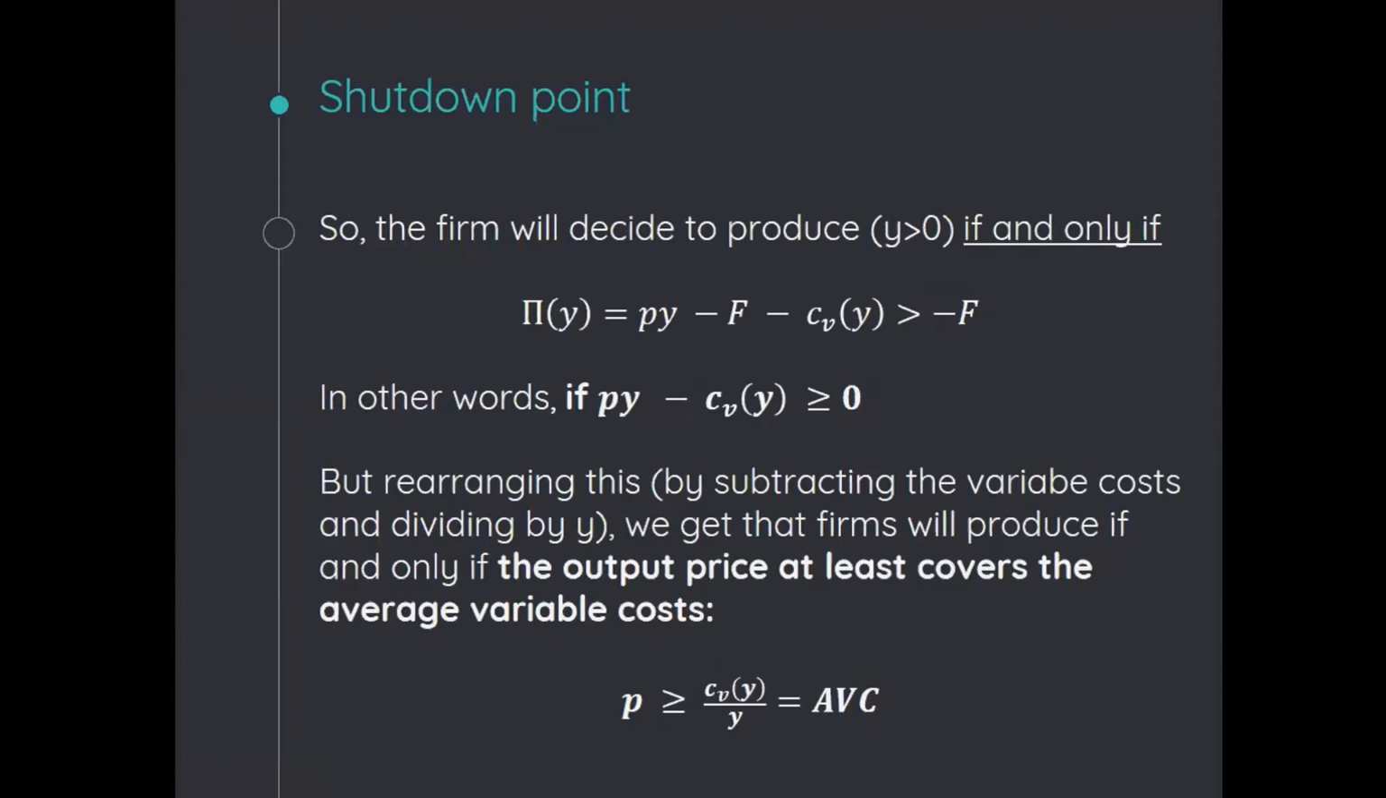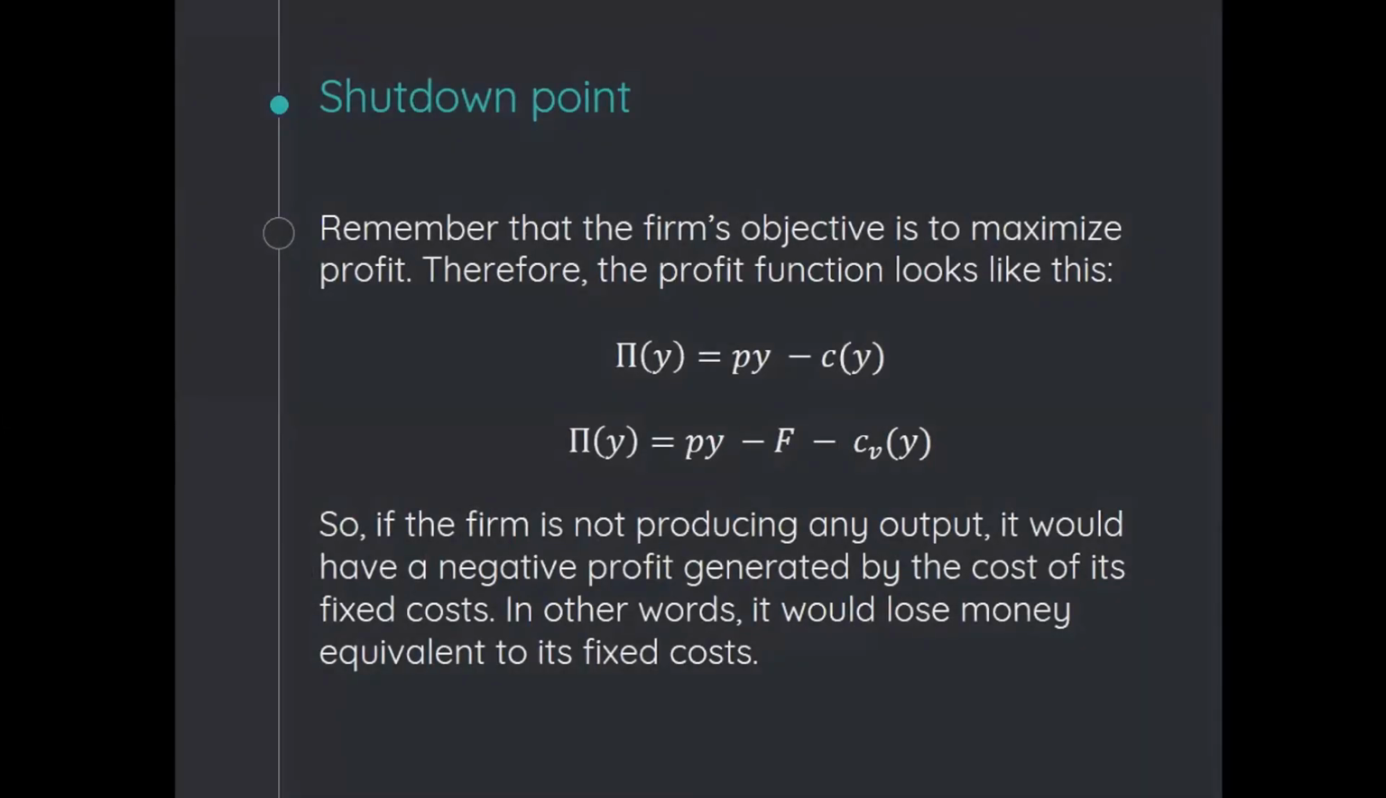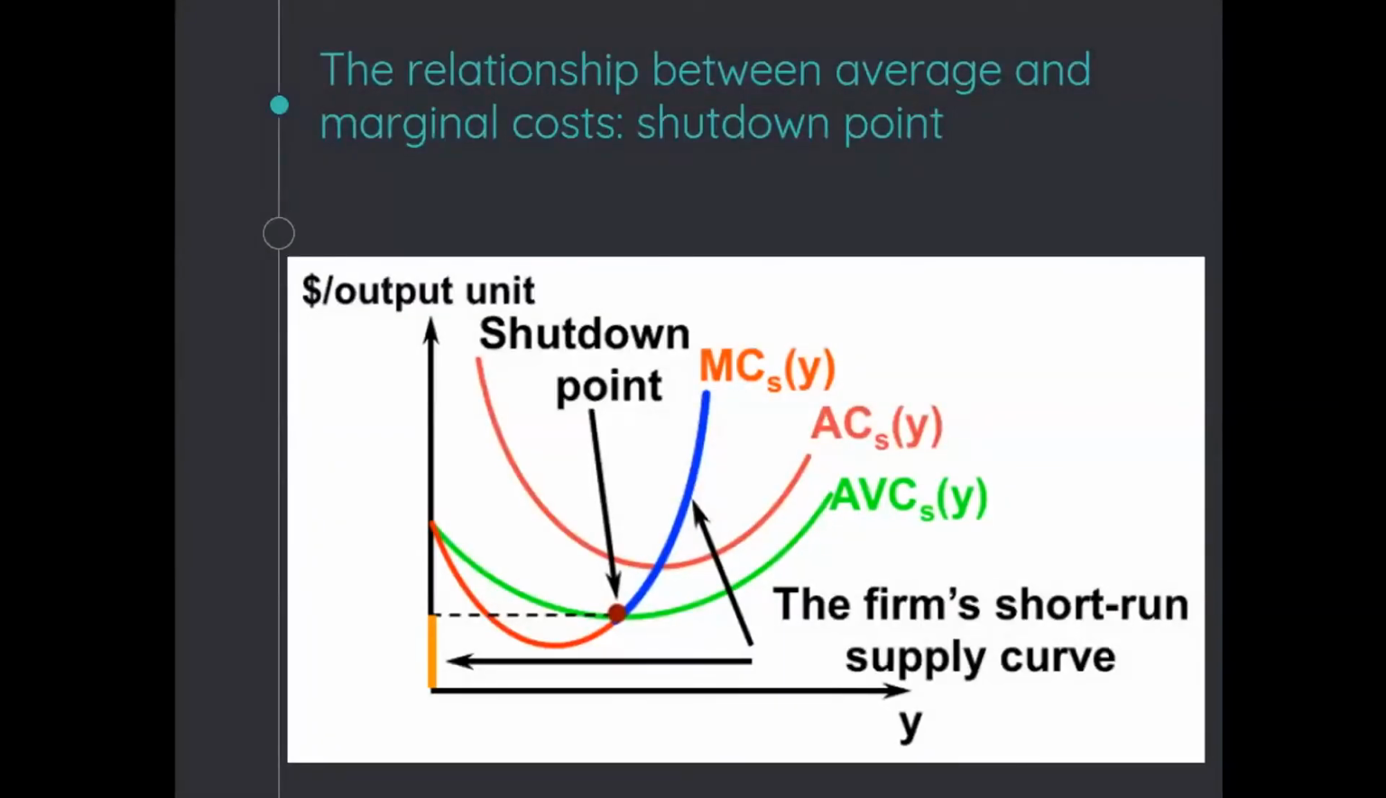So returning to our graph from two slides ago, you will only produce if the price, that line or that point, is above the shutdown point, above the minimum point of the average variable cost. You can remember, breaking even is the point at which the blue line in this graph intersects the red one. The marginal cost intersects the average total cost. But there's a gap between the shutdown point and the break-even point.